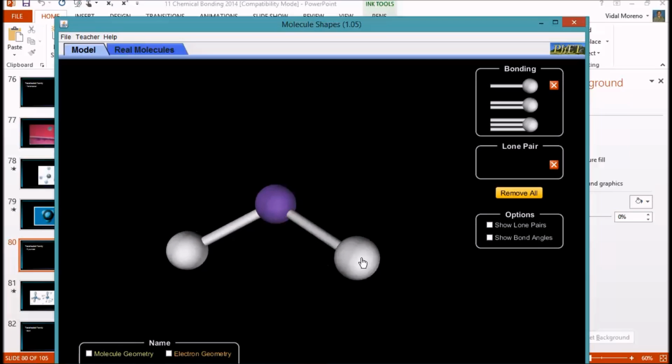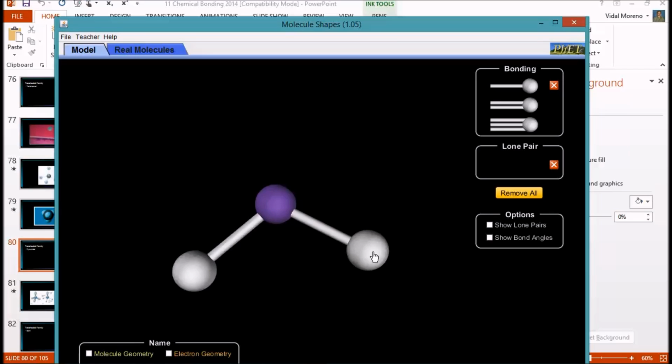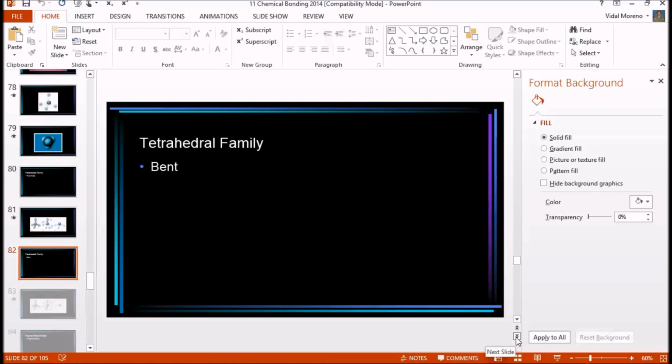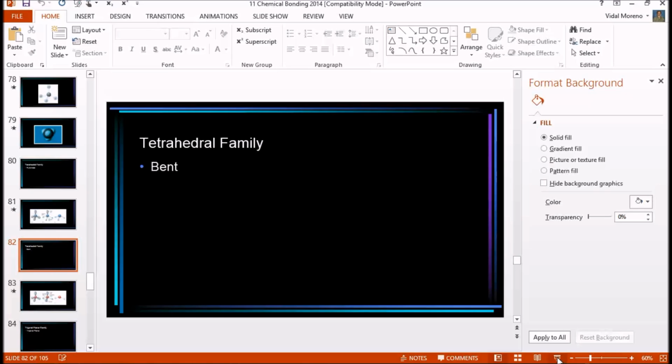What do you think it is? It looks like you've taken a linear molecule and you've done what to it? You've bent it. No, just called bent. Bent. I'll show you.